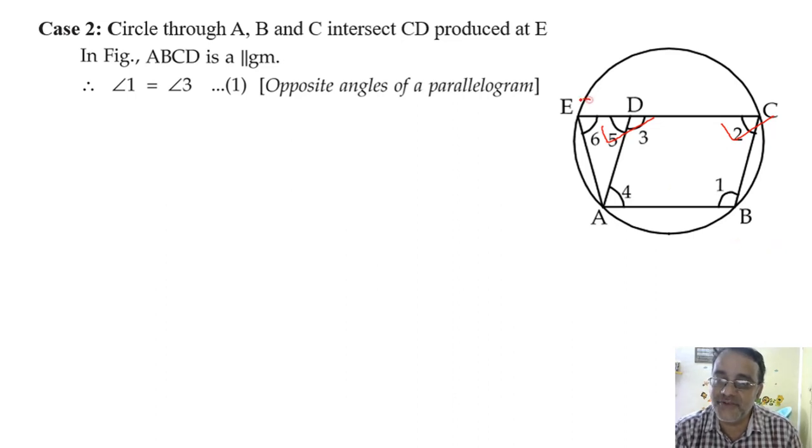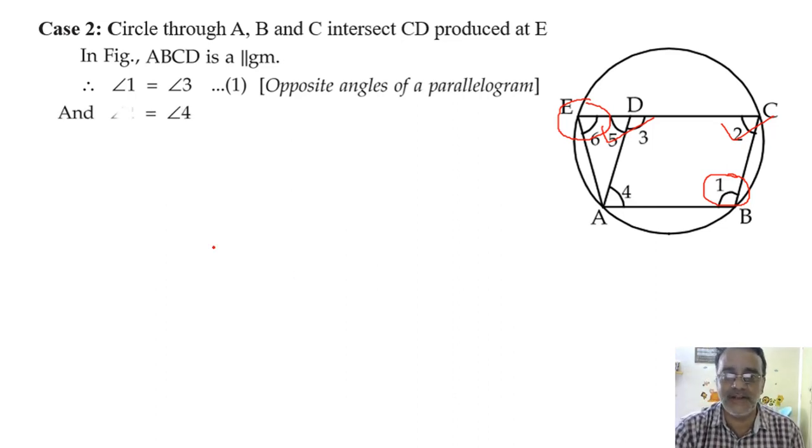And what can you say about angle 6 and angle 1? They are equal? No, not equal. The sum of angle 1 and angle 6 is 180 degrees. Why? Opposite angles of a cyclic quadrilateral. Okay. So अभी एक एक हम लोग use करेंगे, right?